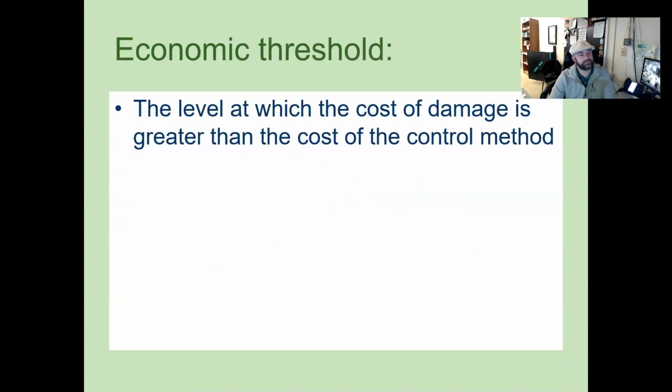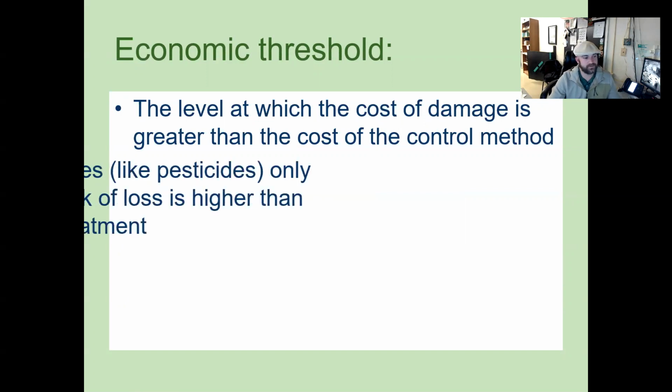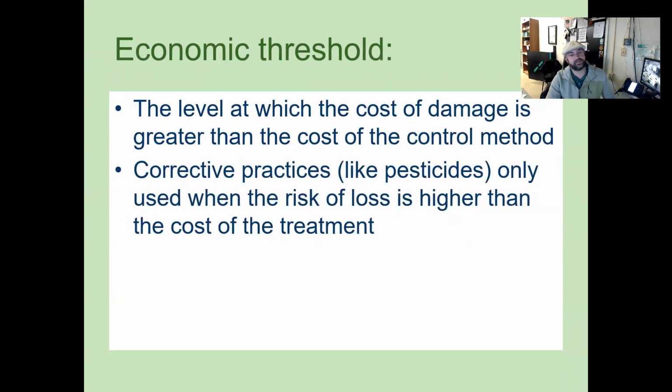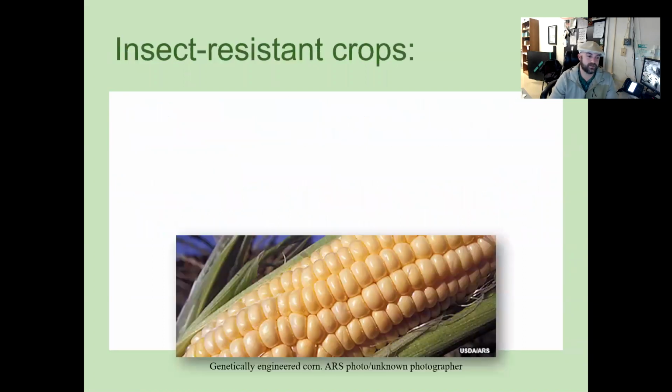So economic threshold, the level at which the cost of damage is greater than the cost of the control method. Corrective practices like pesticides are only used when the risk of loss is higher than the cost of the treatment.